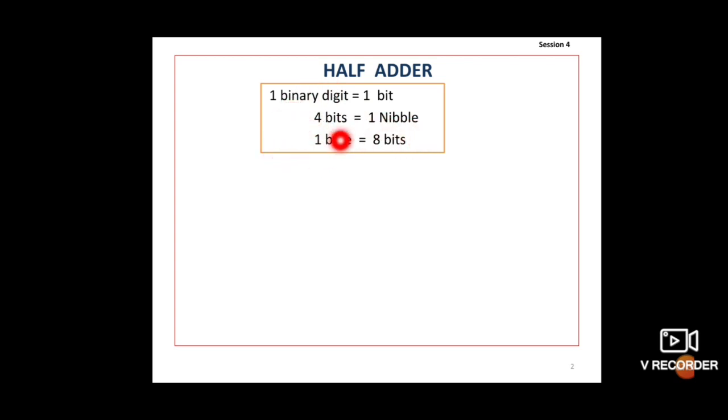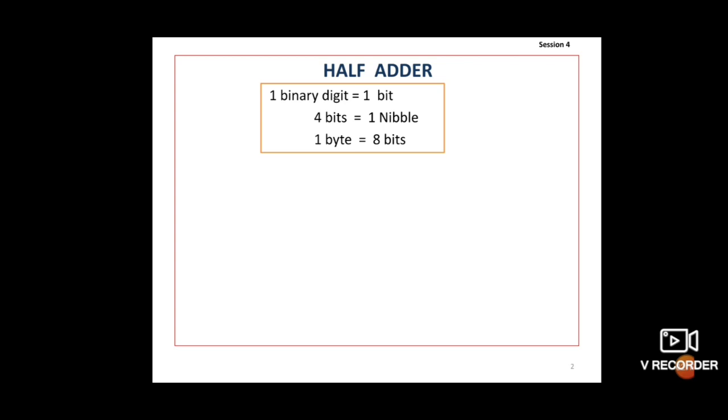Suppose an 8-bit group, then it is called 2 nibbles. 1 byte is equal to 8 bits. Understood students, what is a nibble? Nibble means a group of 4 bits of binary digits. Now see, in half adder, let us see in detail: what is the use of this half adder?